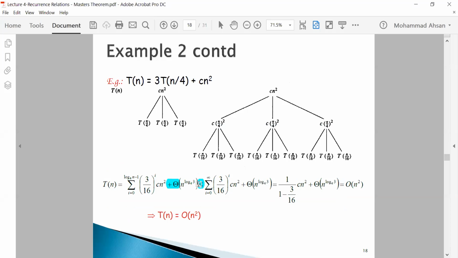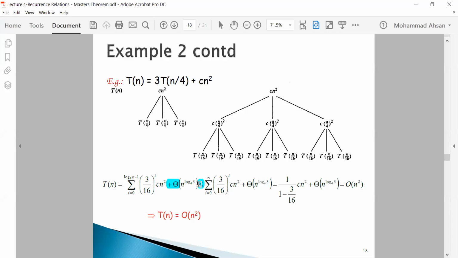Okay, and then you have the sum of the series from 0 to k minus 1, where k is log n to the base 4 minus 1. It is obviously less than the sum of the series up to infinity. So apply the same geometric progression for an infinite series, and you get n square times 1 by (1 minus 3 by 16), which is a constant. So constant into n square is considered to be n square. And n square is greater than n to the power log 3 to the base 4.